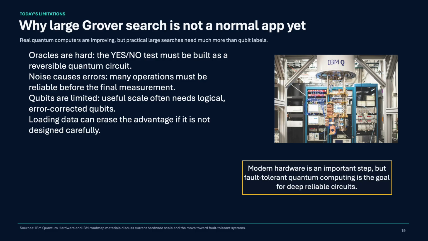And there is another practical problem. Data does not magically appear inside a quantum computer. If loading or encoding the data requires too much work, a part of the theoretical advantage may disappear. So Grover teaches us two lessons at once. It shows the extraordinary possibilities of quantum algorithms, but it also reminds us that engineering matters. A beautiful mathematical speedup must eventually survive real hardware.